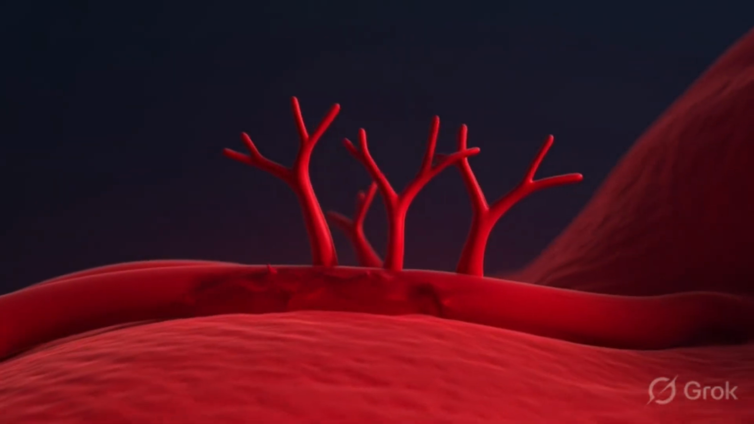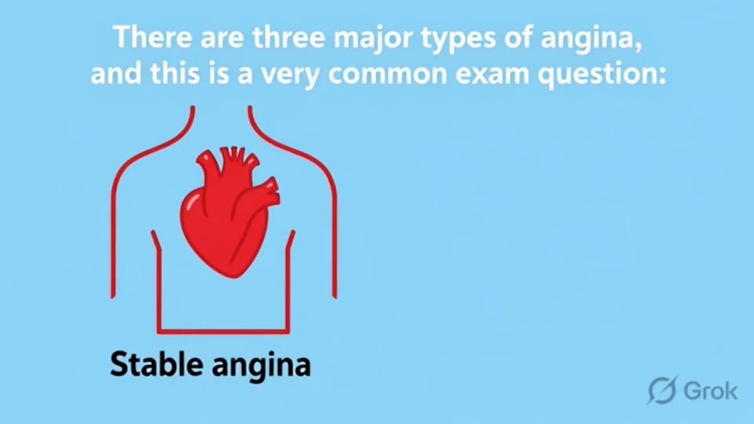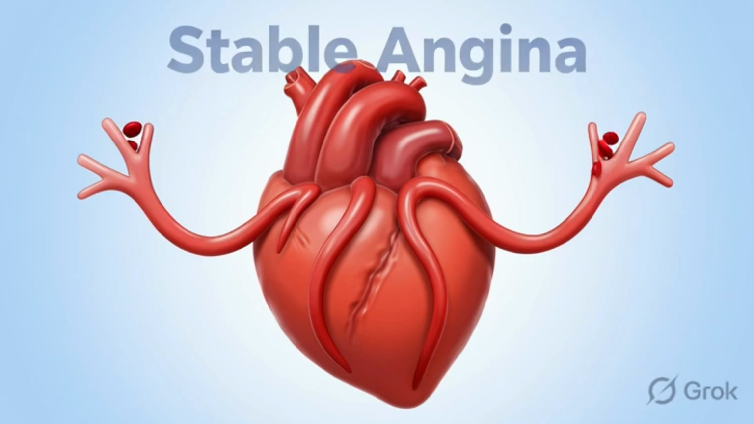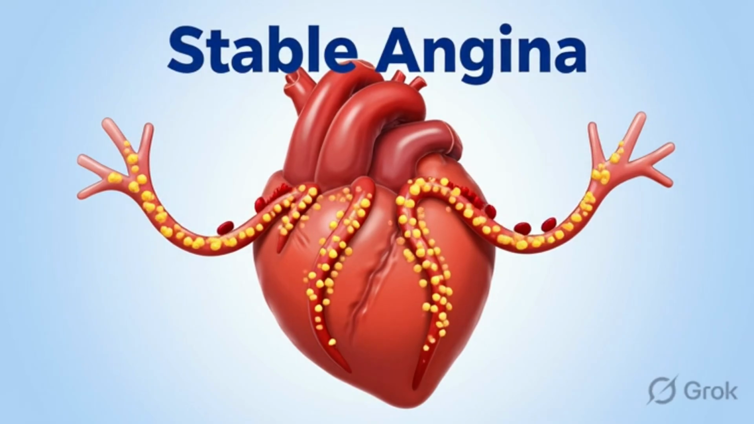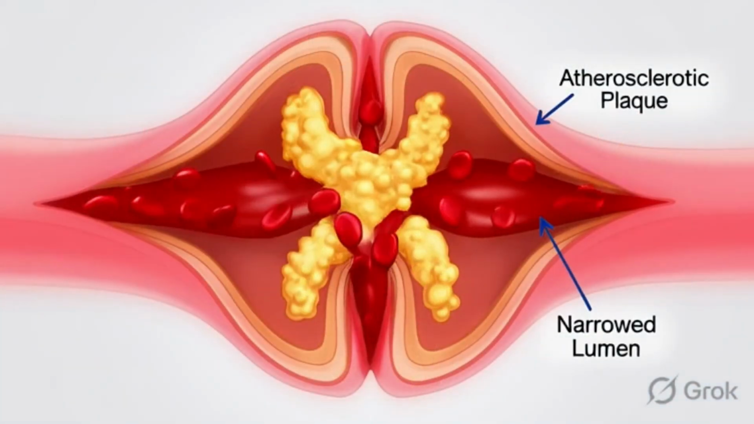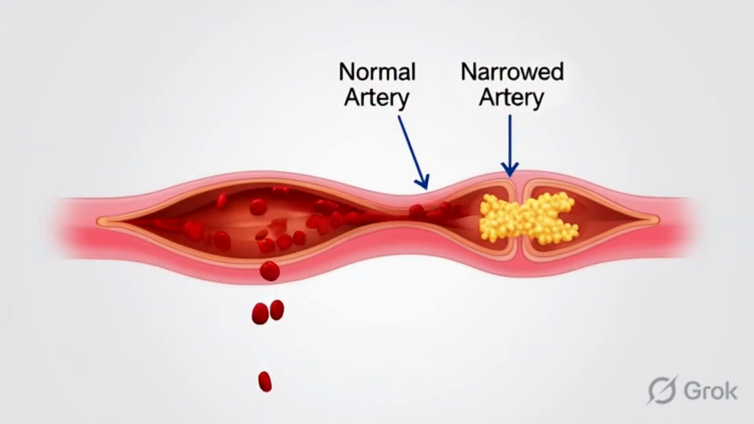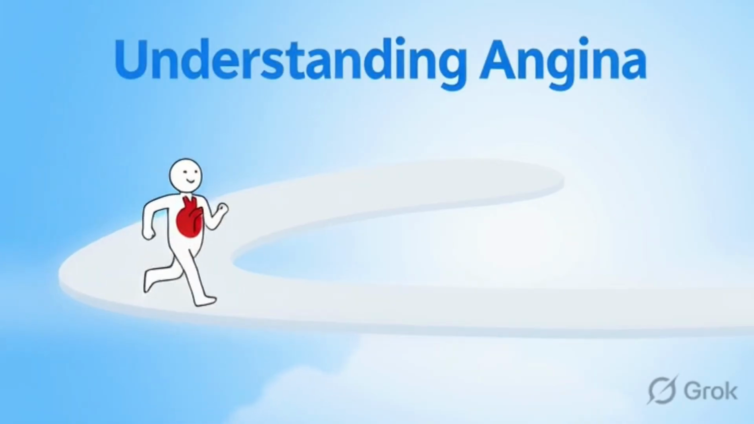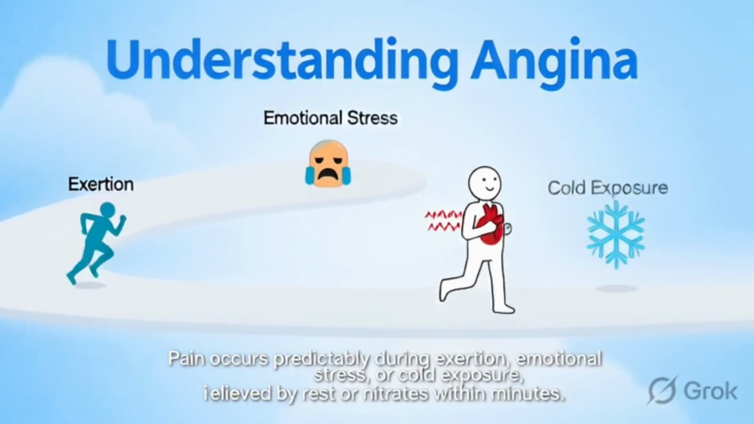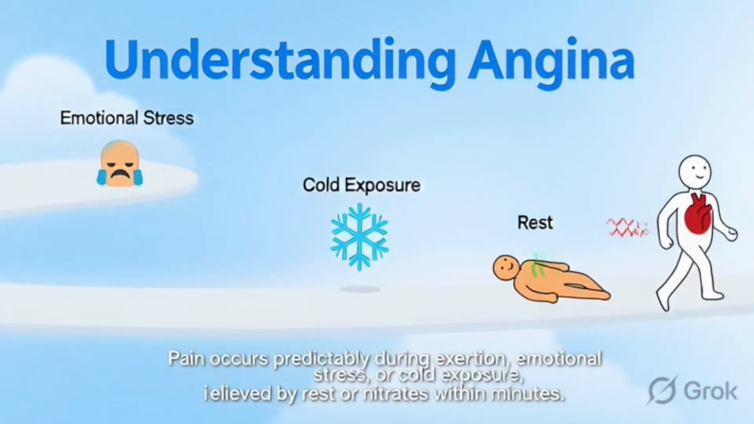There are three major types of angina. Number 1, stable angina, also called classic or exertional angina. This is the most common type, caused by fixed atherosclerotic narrowing of the coronary arteries. Pain occurs predictably during exertion, emotional stress, or cold exposure and is relieved by rest or nitrates within minutes.